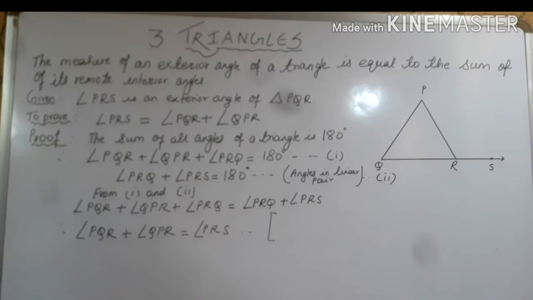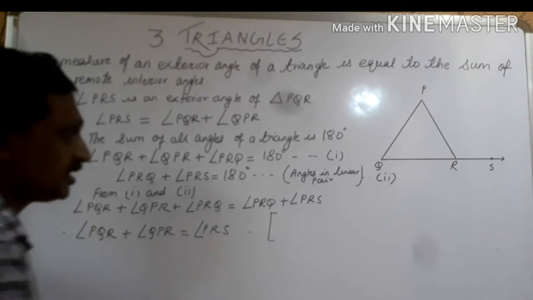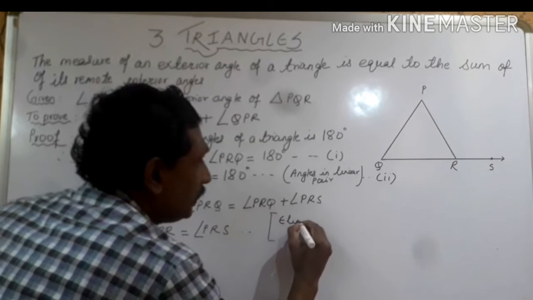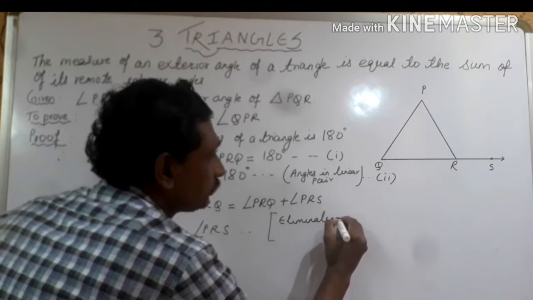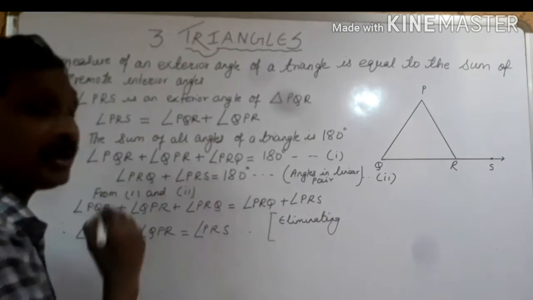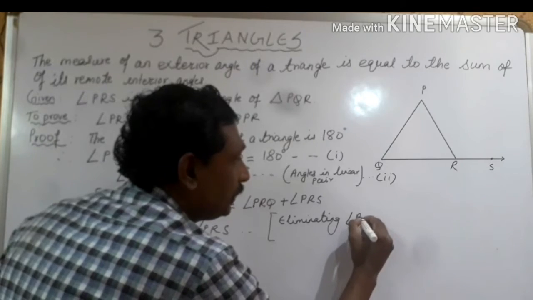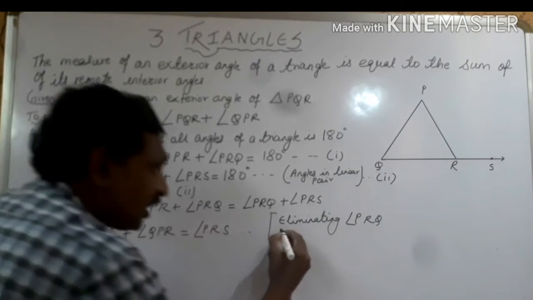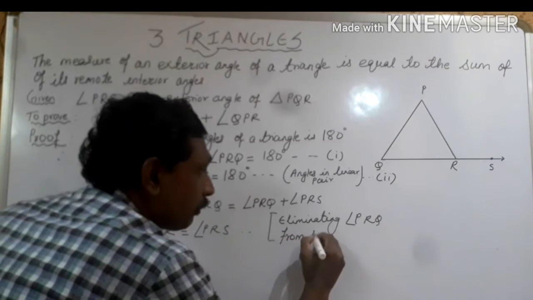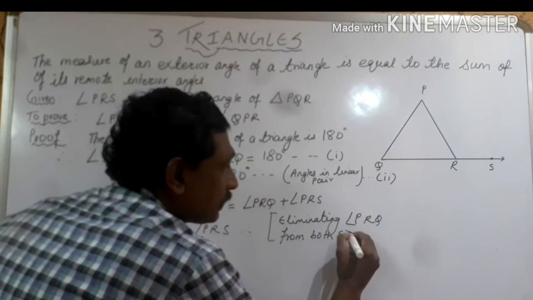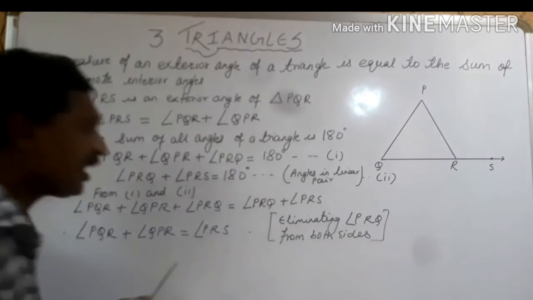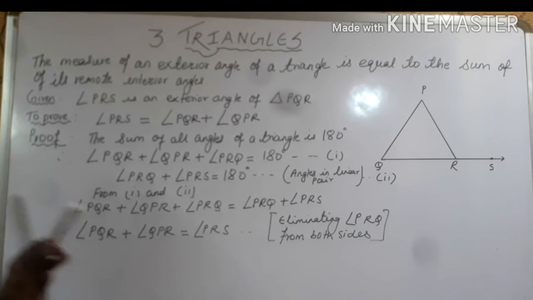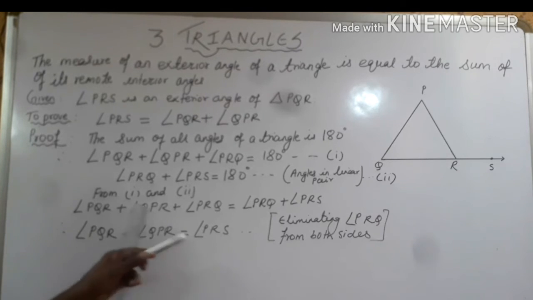What do I write over here? Eliminating PRQ from both sides. What am I eliminating? Angle PRQ from both sides. When I eliminate this, I get angle PQR plus angle QPR is equal to angle PRS.